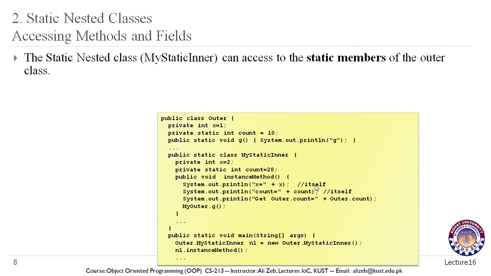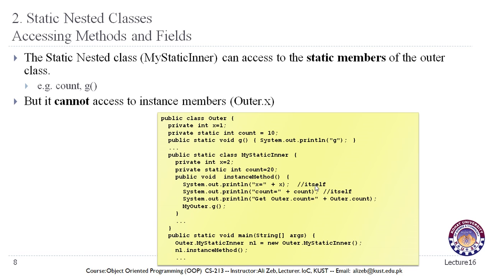The static nested class can access the static members of the outer class. It can only access the static members of the outer class, but it cannot access the instance members. So here in this instance method, for example, we can only access the static count from the outer class. If we are trying to print this x, and this x is not static over here, then the value that we will get as output is the value for this x, that is 2. You can try this code, and the output should be this 2.